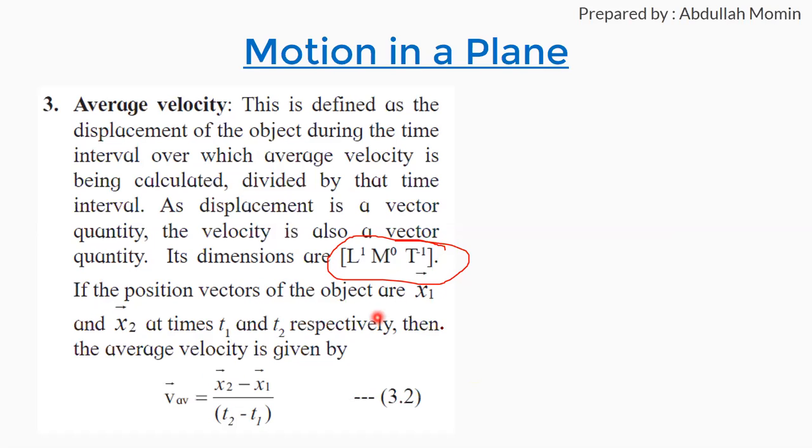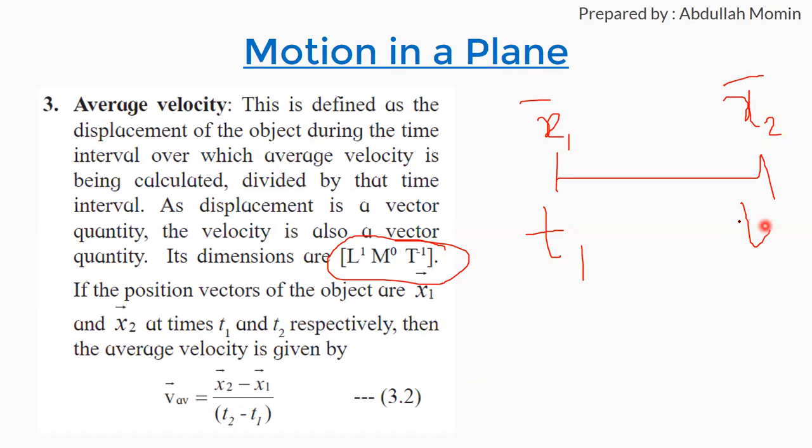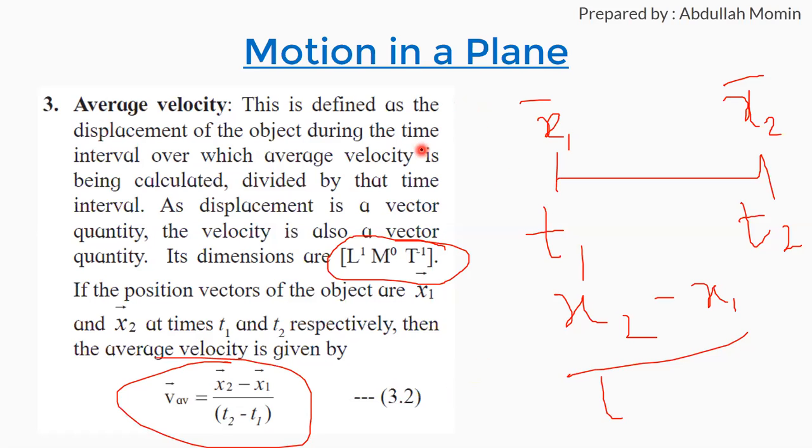Now suppose the position vectors of an object are x1 and x2. Suppose a particle is initially situated at x1 at time t1, and its position changes, that is, it moves to x2, and the position x2 is at time t2. Then the average velocity can be written as x2 minus x1 divided by t2 minus t1, that is average velocity.